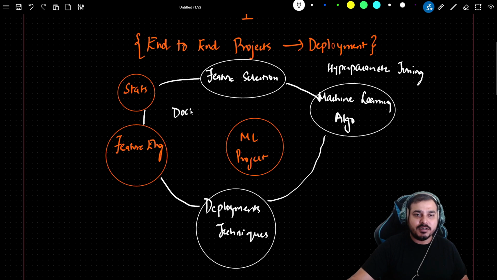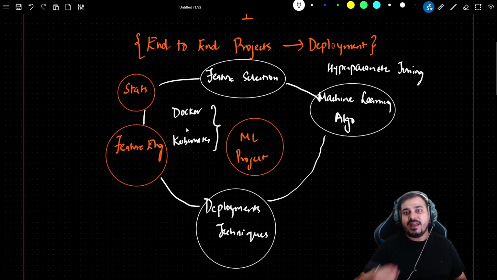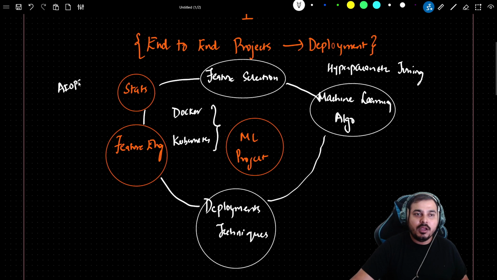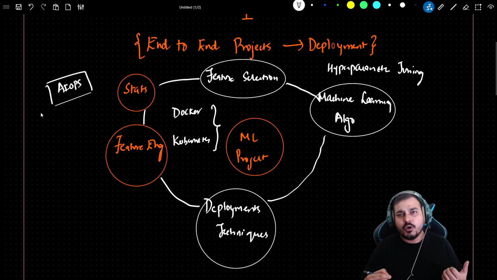Yes, you may have Dockers, you may have Kubernetes, and these are mostly the tools part, where you are actually creating a CI/CD pipeline like AI ops and all. So these are some advanced things. If you know, that is well and good. If you don't know, it's okay.